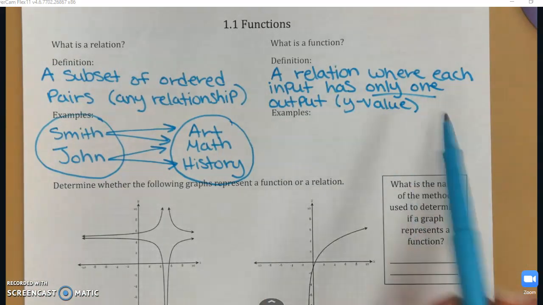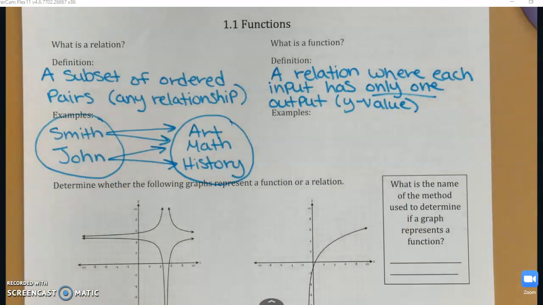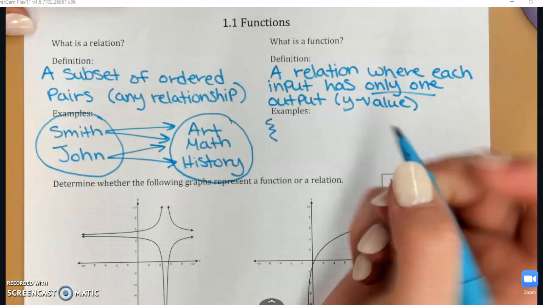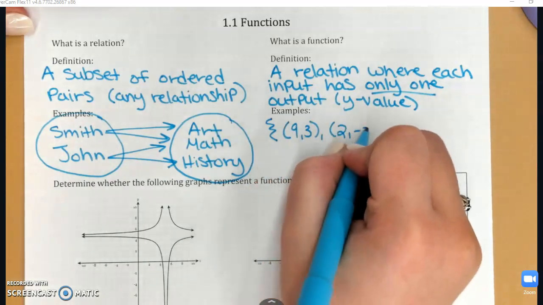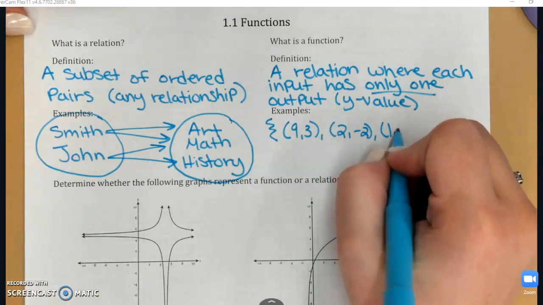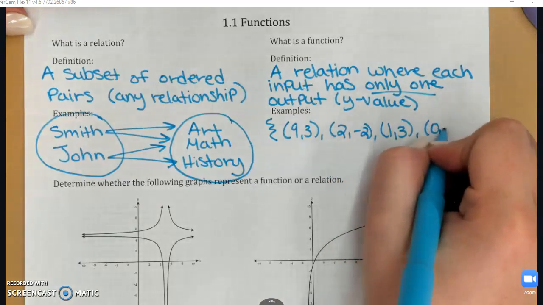A function is a relation, but it has a very special rule. You can only have one input for each output, or one x for each y. So an example of that could be on a graph, or if we're just looking at a set of ordered pairs, here is (1, 9), (3, 2), (-2, 1), (3, 0), (-4).